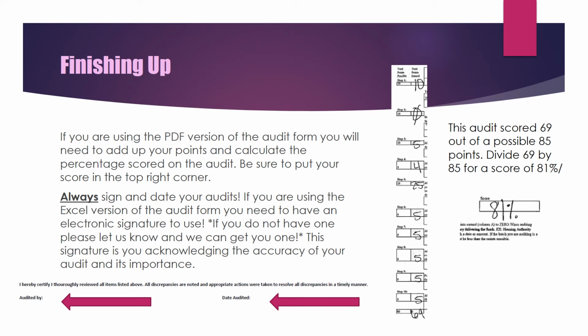Finishing up. If you are using the PDF version of the audit form, you will need to add up your points and calculate the percentage scored on the audit. Be sure to put your score in the top right corner. Always sign and date your audits. If you are using the Excel version of the audit form, you need to have an electronic signature to use. If you do not have one, please let us know and we can get you one. This signature is you acknowledging the accuracy of your audit and its importance.